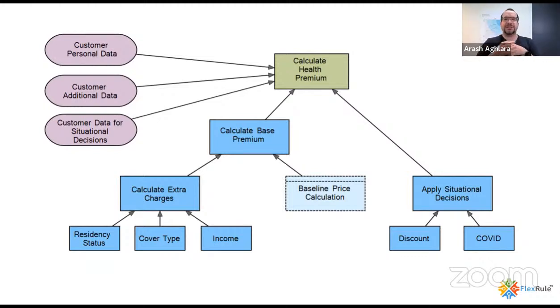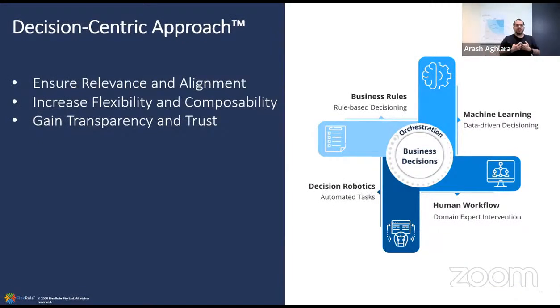So this is called a decision graph, and it brings everything together in terms of how we want to calculate a health premium in a unified way, so you can have more transparency and gain trust, because you really can communicate with your business stakeholders about how we made that decision. You can make sure it is relevant to the problem they want to solve, and it is aligned with the business objectives, because you don't just shoot in the dark and pick something that you think is important. You have a blueprint of a decision that is important for this particular scenario, and you can use your technology to solve that. And it gives you the flexibility of choosing what technology you want to use.